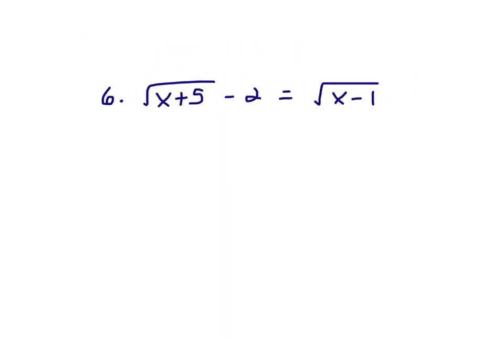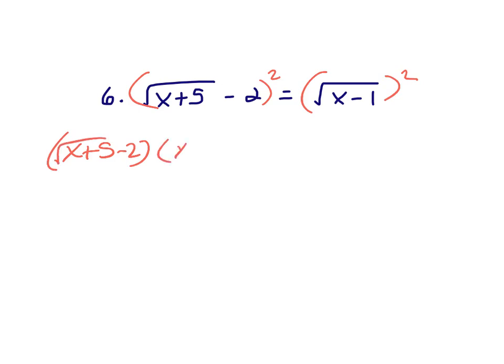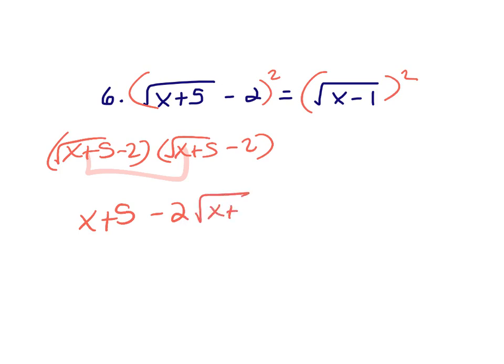Again, I'm going to isolate. So actually, it's already isolated. So I'm just going to square both sides. So square, square. This one I'm going to FOIL. So square root of x plus 5 minus 2, square root of x plus 5 minus 2. When I do first, I get x plus 5. It's freed out of the radical. Then outside's going to give me negative 2 square root of x plus 5. Inside's going to give me negative 2 square root of x plus 5. And last gives me positive 4.